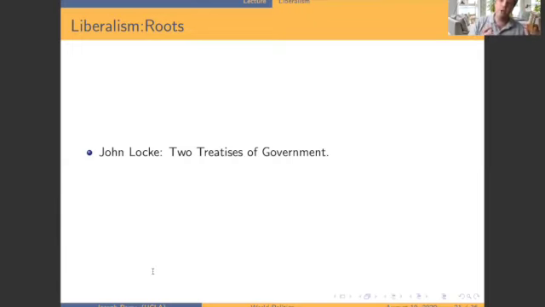So in this view, while government curtails our liberties, the ability to do whatever we want, whenever we want, according to Locke, we are better off with government.